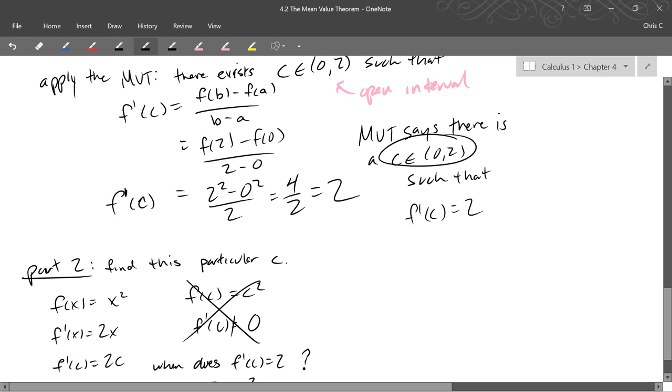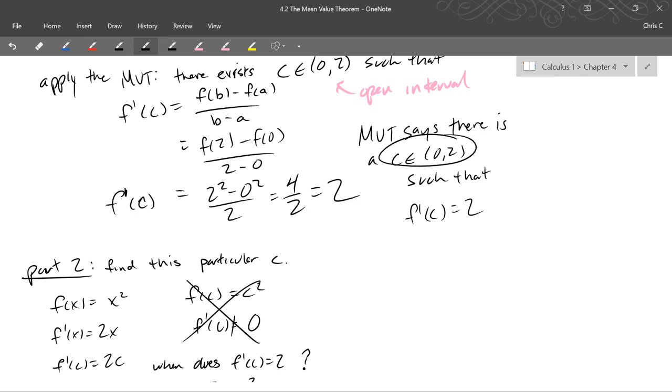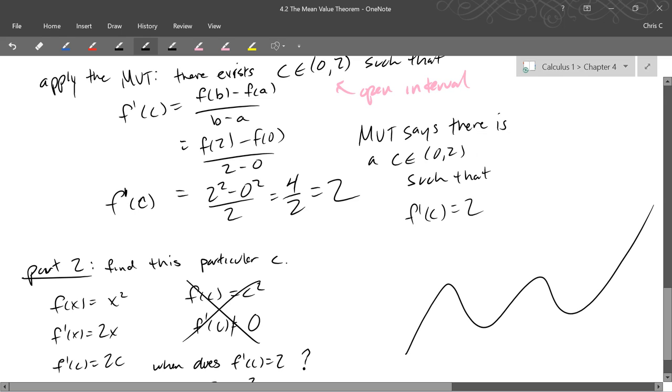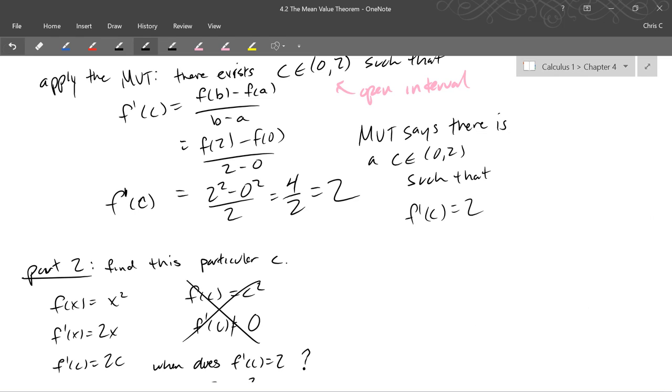Luckily, in this function, there was only one point that had a slope of 2. If the function had more curves in it, there could be lots of points with a slope of 2. Also, if we were doing between negative 2 and 2, it would be negative 1 and 1, the same slope, right?